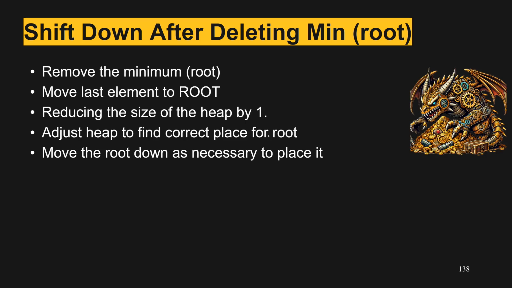The basic process works like this. We remove the minimum root node, and then we move the very last element all the way up to the root so that we can get rid of the very last element. This reduces the heap size by 1. We then adjust the heap through a process called percolating down to find the proper location for the value that was moved up to the top. Then we do all the adjustments and move the root down as necessary. Once we find that location, we're done.